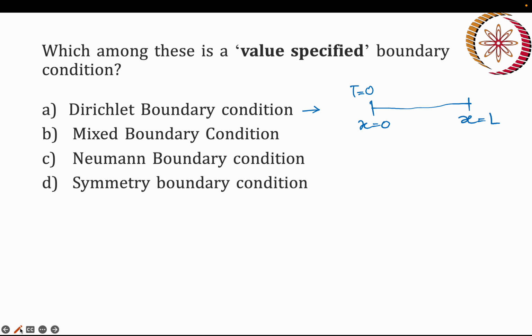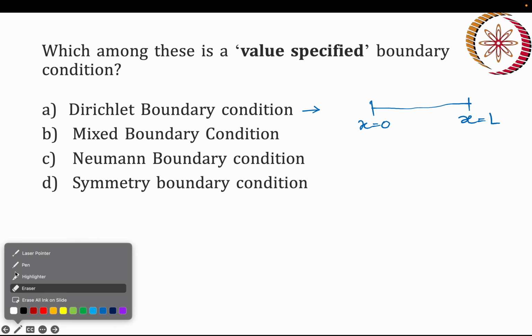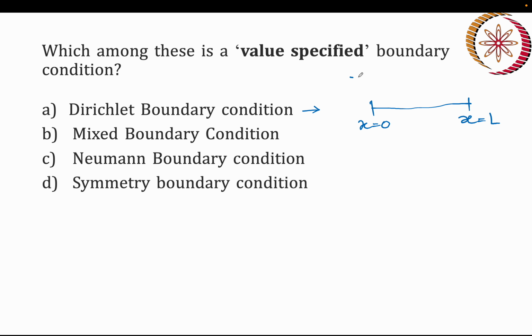So let's say the temperature at x equal to 0 is given as T0, and the temperature at x equal to L is given as, let's say, TL. This type of boundary condition is called a Dirichlet boundary condition.